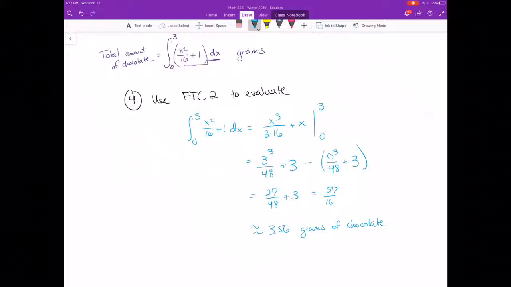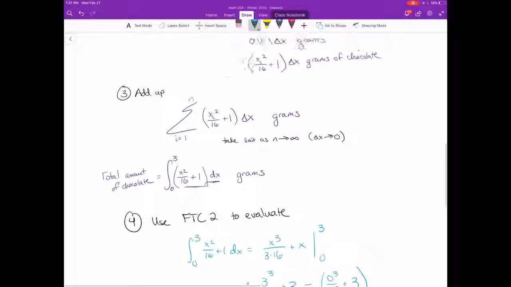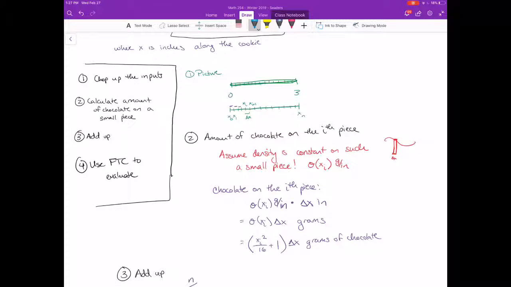And that idea, where I chop up the inputs and then I calculate the amount of chocolate on a small piece, I add it up, and then turn it into an integral by taking the limit as n goes to infinity and use the fundamental theorem of calculus to evaluate, is a process that we're going to keep using to see what we're going to do with integrals in the multivariable setting.